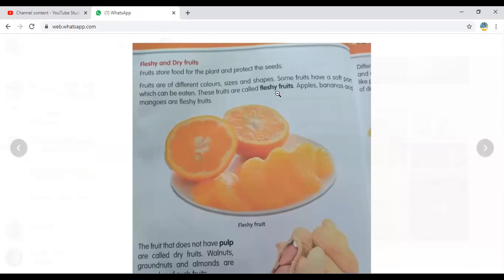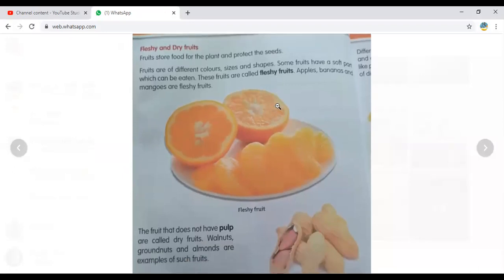So these are called stored food items. Okay. Next point. Fruits have different colors. Orange is orange in color. Apple is red. Grapes are green. Watermelon is also green.